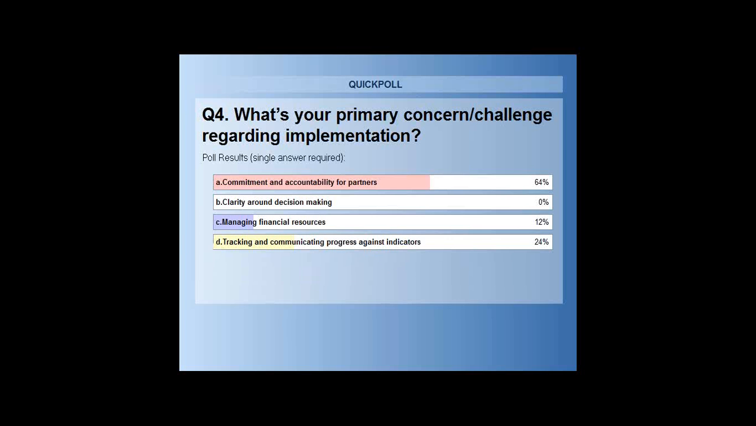Okay, thank you. So it sounds like the majority of you, nearly two-thirds, are really seeing commitment and accountability of partners as a key concern or challenge, understandably. So that's actually what we're talking about next. That's a great segue.